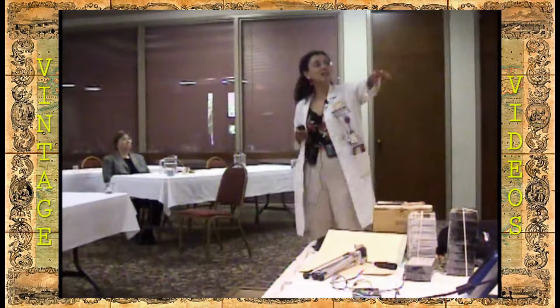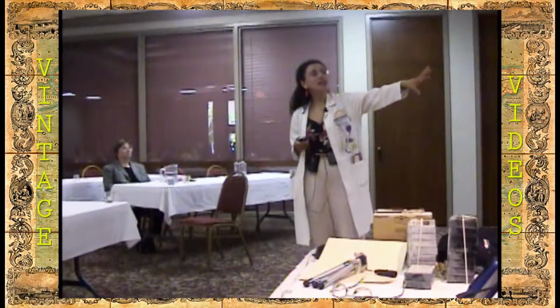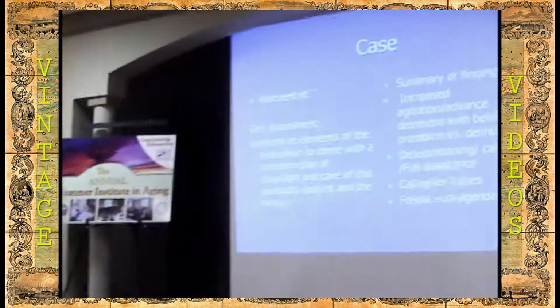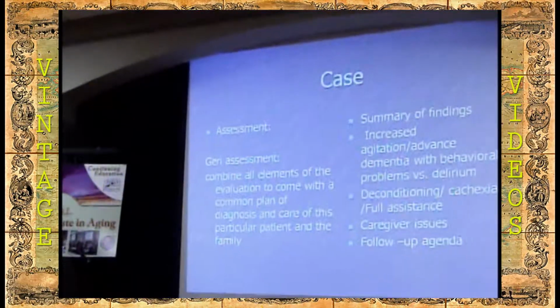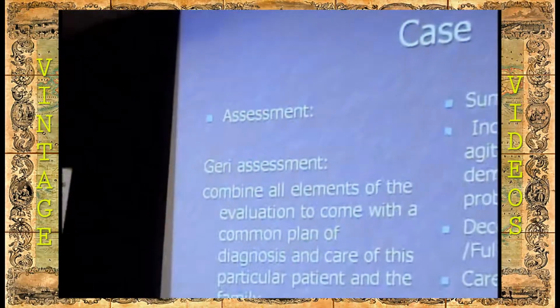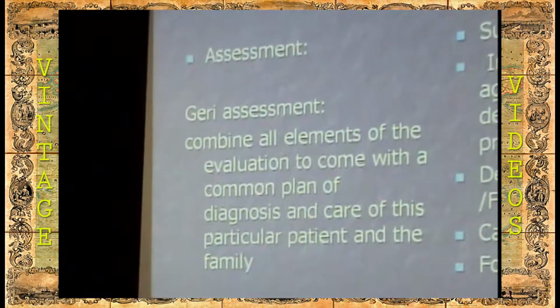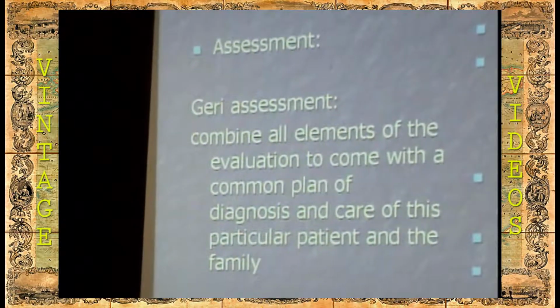So the Geri-Assessment, we did it. We combined all the elements of the evaluation to come up with a common plan of diagnosis and care. What we looked at is increased agitation in advanced dementia with behavioral problems versus delirium. So we needed to get tons of labs, including the urine, the white count, electrolytes, and all that, to really see if delirium is coming on.